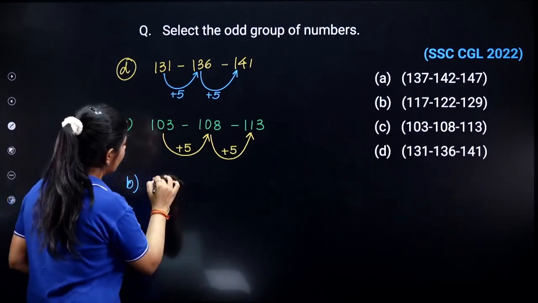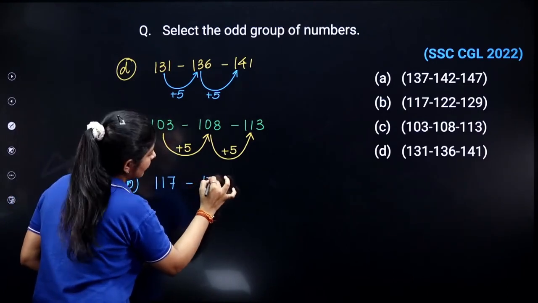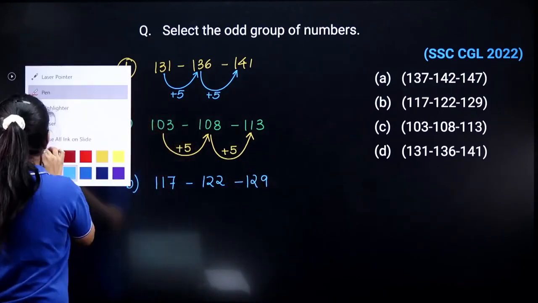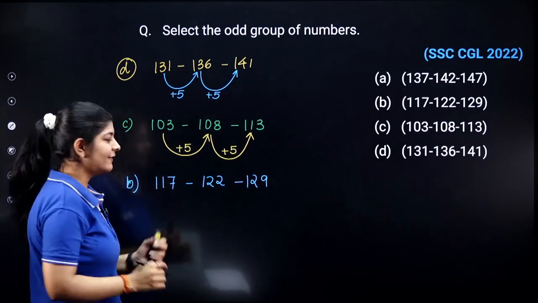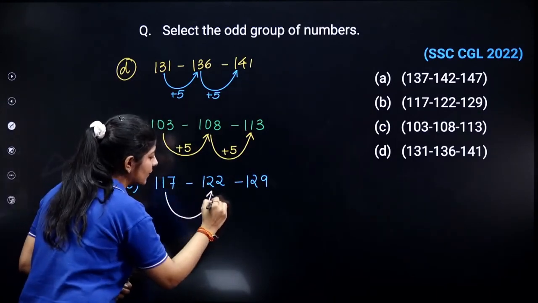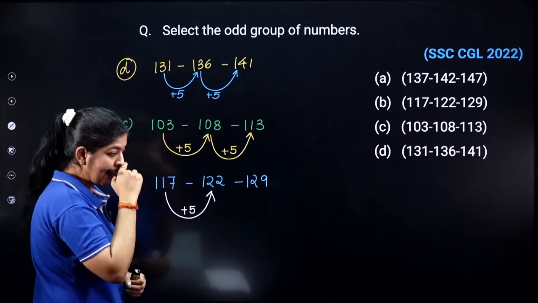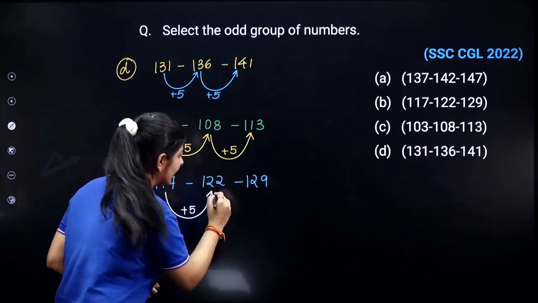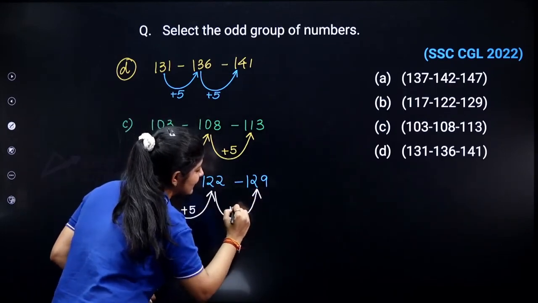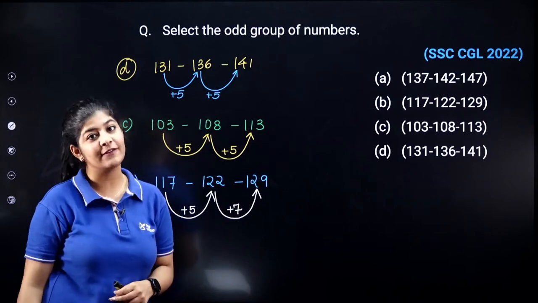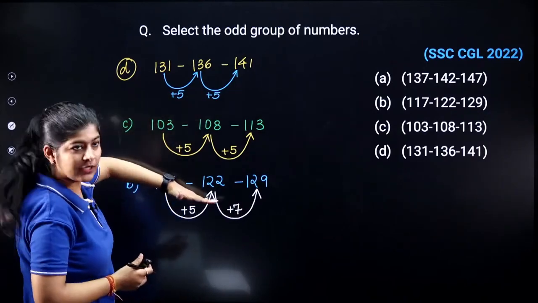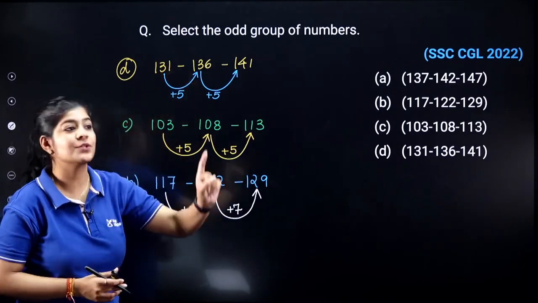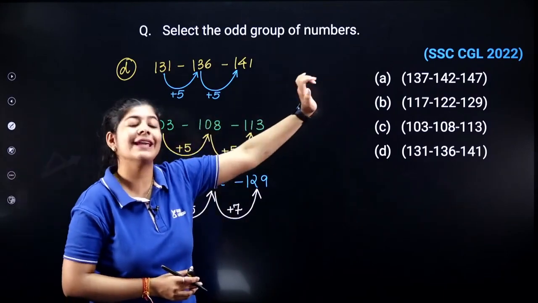Now, option B is saying 117, 122 and 129. To convert 117 to 122, I need to add 5. But to convert 122 into 129, this time I need to add 7, not 5. So this particular option is not following the properties of the other options. But before that, we need to check option A as well.